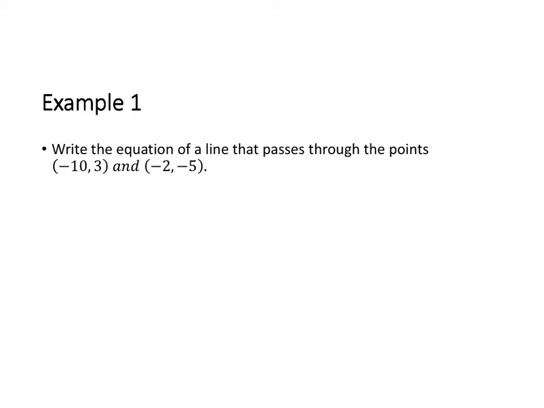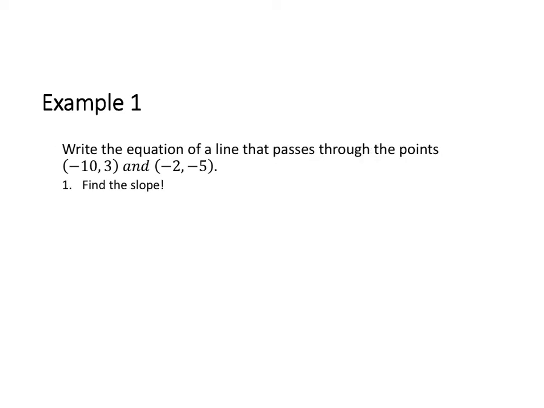Alright, so our first example is we're going to write the equation of a line that passes through the following 2 points, (-10, 3) and (-2, -5). So the first thing we have to do to find the equation of a line through 2 points is find the slope. So we're going to use the slope formula. As usual, if you still need to, I'm going to label my x-coordinates x1 and x2, and my y-coordinates y1 and y2.